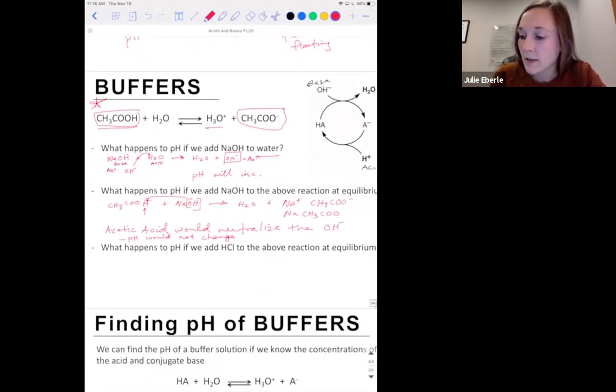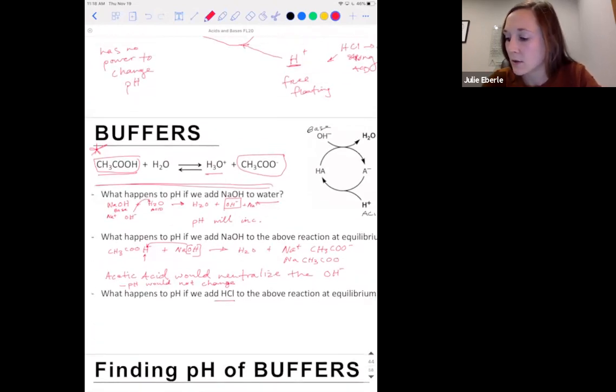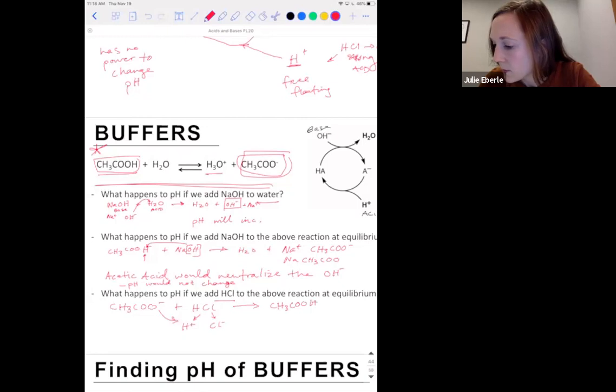All right, now let's look at it from the flip side. If we add HCl to this acetic acid equilibrium reaction up here, what happens to pH? Which component is going to work to neutralize that HCl? Jenna says the conjugate base, which is the acetate anion. So what we would have is CH3COO- would swoop in, and we have HCl, which is going to dissociate to H+ and Cl-. So it would grab this H+, and it is going to make acetic acid. And then we'll just have Cl- left over.